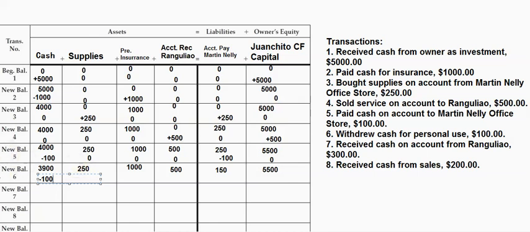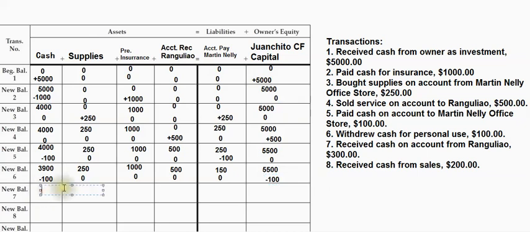Okay, and supply is intact. Supplies doesn't change anything in this case. Prepaid insurance doesn't change anything in this case. Accounts receivable, not receiving any money from Ranguliao. He doesn't want to pay, and Martinelli the same. And here you see that I'm taking money out of the business, and that means that the capital decreases, right? I'm going to have to subtract some money out of it.